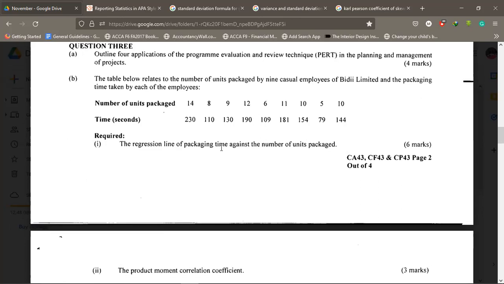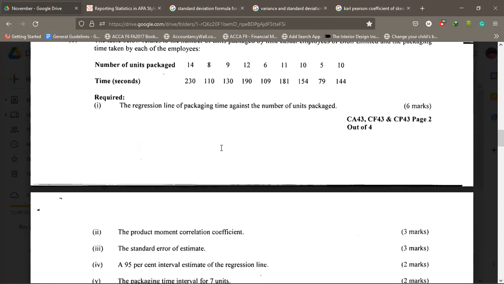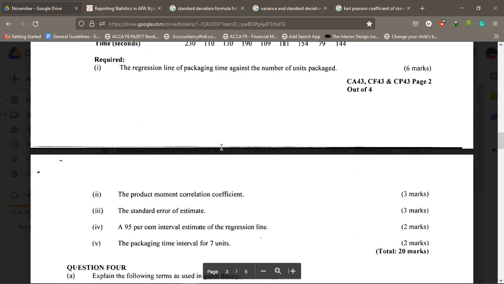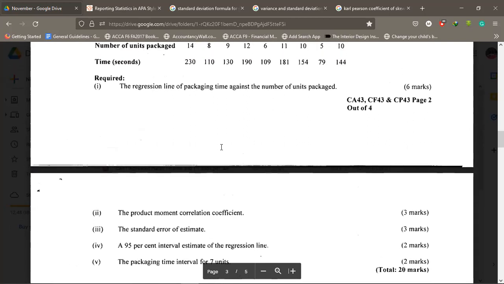You see number 1, the examiner is asking for the regression line of the packaging time against the number of units, the product moment correlation coefficient, the standard error of estimate, and the 95% interval estimate of the regression line. And then we are told to find the packaging time interval for 7 units.